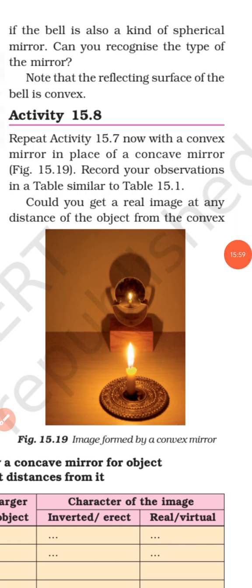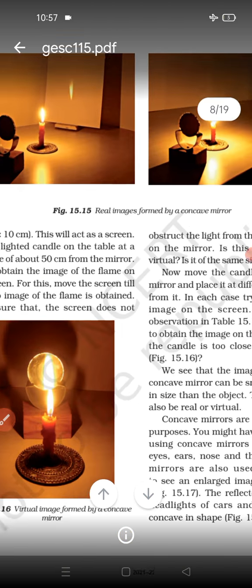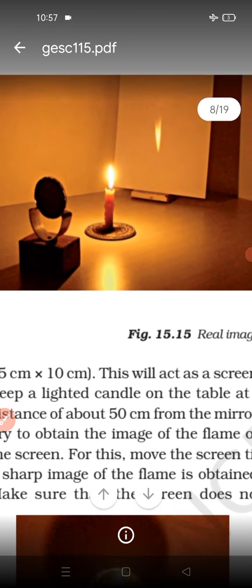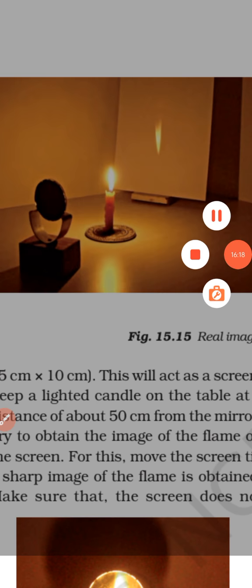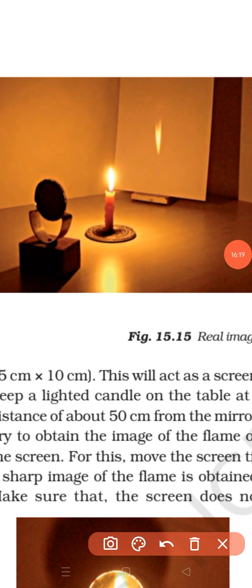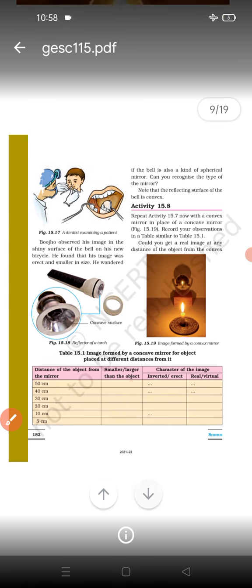Now there is again an activity 15.8. Repeat activity 15.7 now with a convex mirror in place of a concave mirror. Record your observations in a table similar to table 15.1. You have to use the same setup. You have to use the candle, the screen and the stand, but on the stand you have to place a convex mirror. And for each of the distances you have to note down the observation.